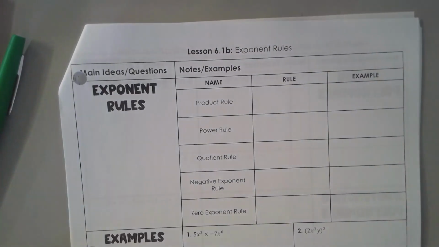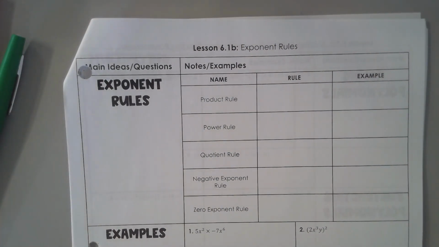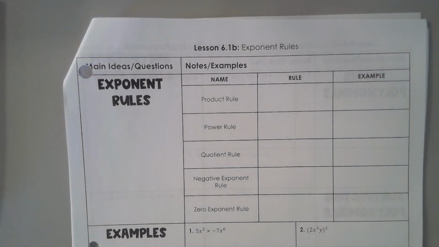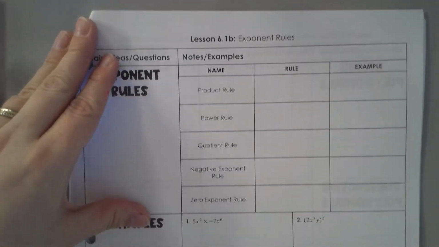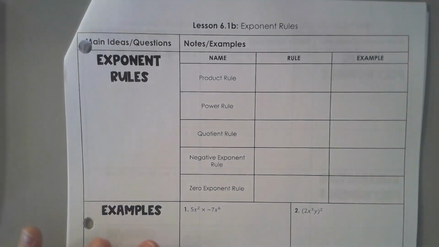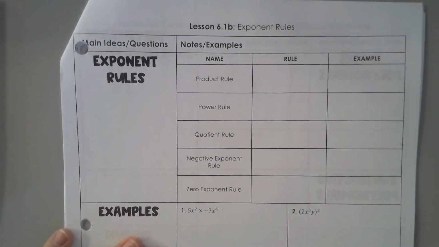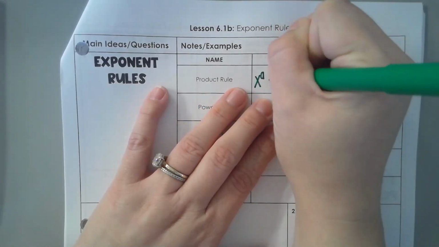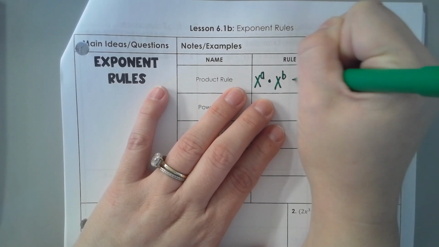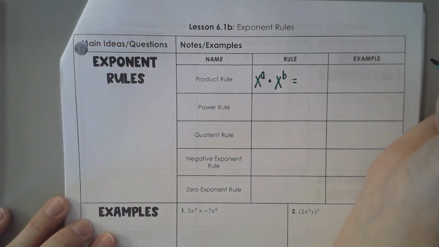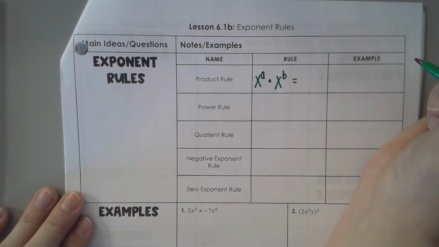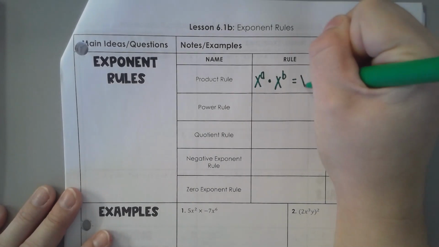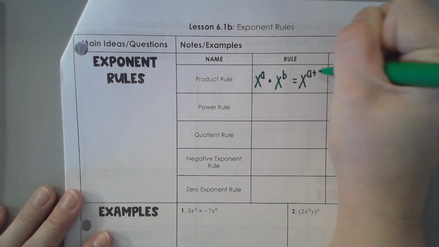And the next little bit of review that is going to be essential for you to know is exponent rules. And you should know most of these. You may not know them by name. But the product rule, if I have x to the a power times x to the b power. So I have 2 x's, I'm multiplying them. What do I do with the exponents? You add them. So this is x to the a plus b.